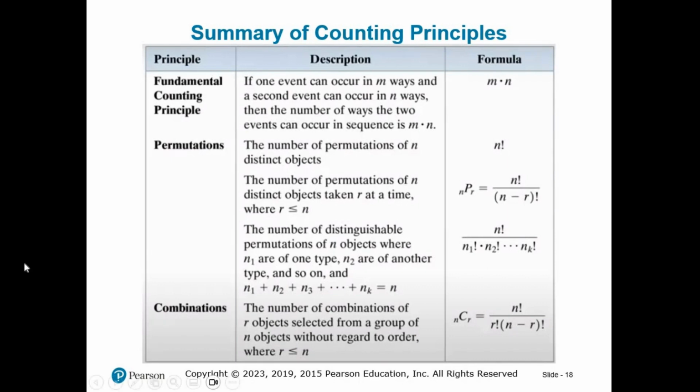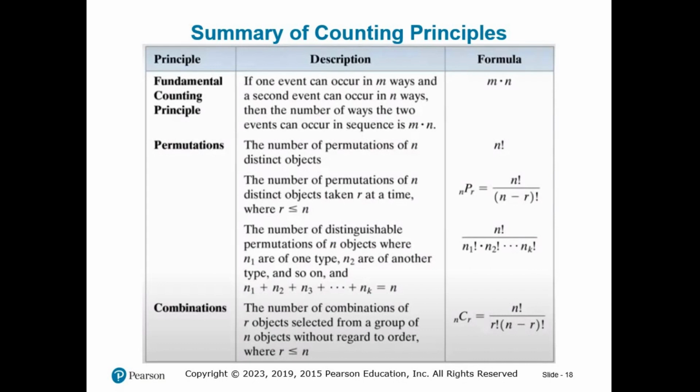A different kind of permutation dealt with the case of multiple identical objects, called distinguishable permutations. The way you deal with those is using this formula. N factorial, the total number of objects, divided by the factorial of each item that has multiples. Then finally we had combinations, which are the number of combinations of r objects selected from a group of n objects without regard to order, and it uses this formula. N choose r, or n factorial divided by r factorial times n minus r factorial.